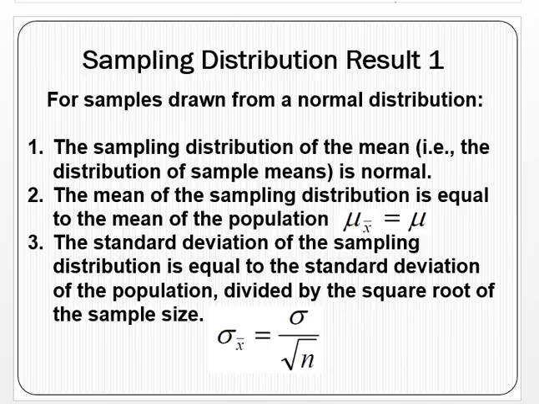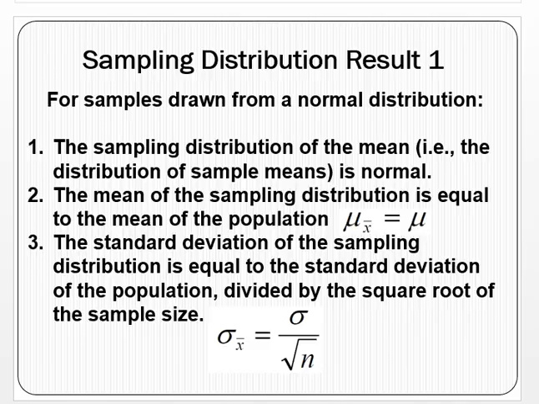And the standard deviation of the sampling distribution, I said, was smaller than the standard deviation of the population. It's actually smaller by a factor of the square root of the sample size. So the standard deviation of the x bars, that's what this symbol means right here, the standard deviation of that histogram of x bars, is equal to the standard deviation of the population divided by the square root of the sample size.